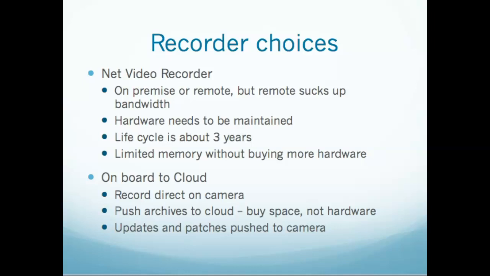A standard 16 camera NVR is going to run you anywhere from $3,000 to $5,000 just for the one. The memory is built into the hardware. So if you want more memory, you're going to buy more hardware, right? You're going to buy a bigger hard drive. You need to buy hardware for any of your needs.